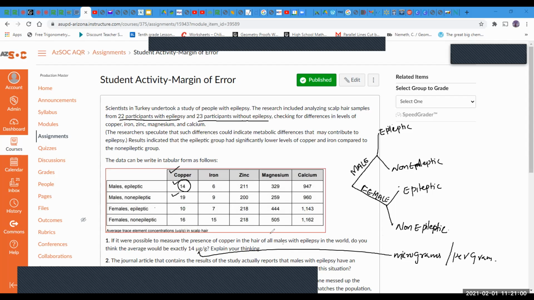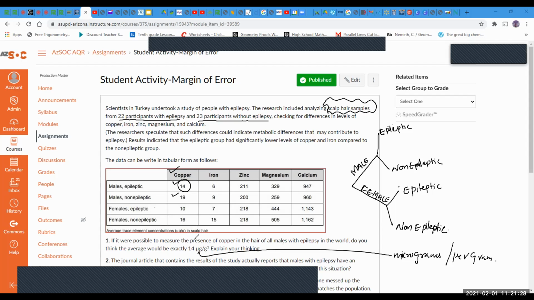But we can read the question once again. Scientists in Turkey undertook a study of people with epilepsy. The research included analyzing scalp hair samples. Scalp hair samples they studied. Oh, interesting, we have the information here: scalp hair samples from 22 participants with epilepsy and 23 participants without epilepsy. Now we can go back to our question.